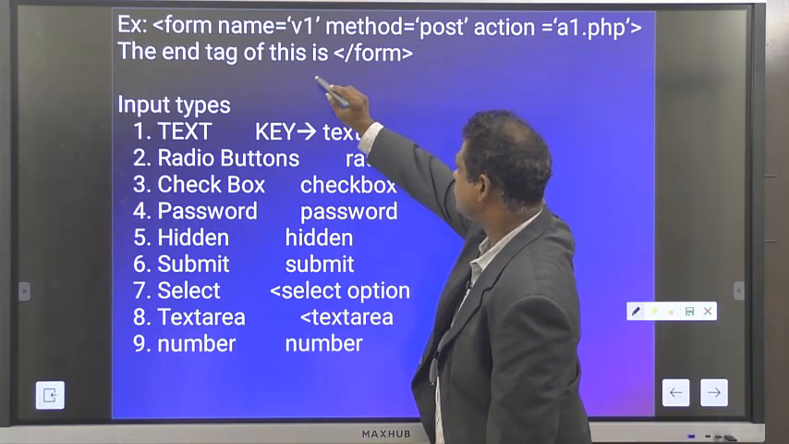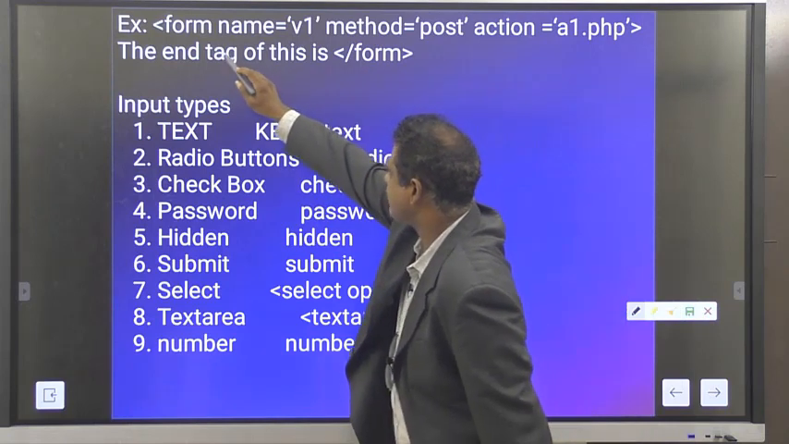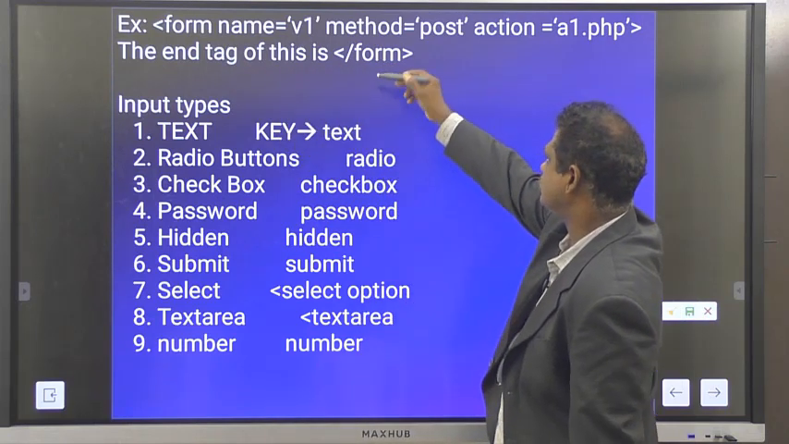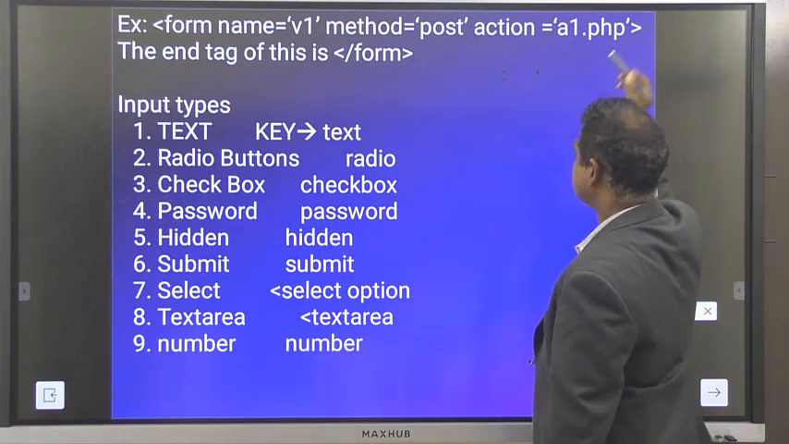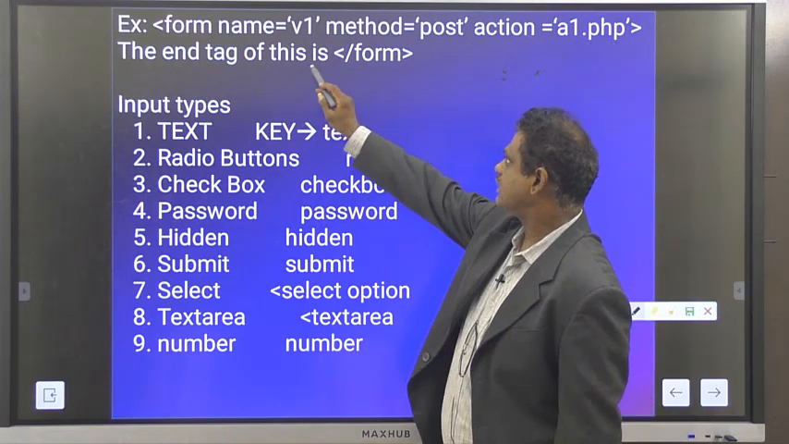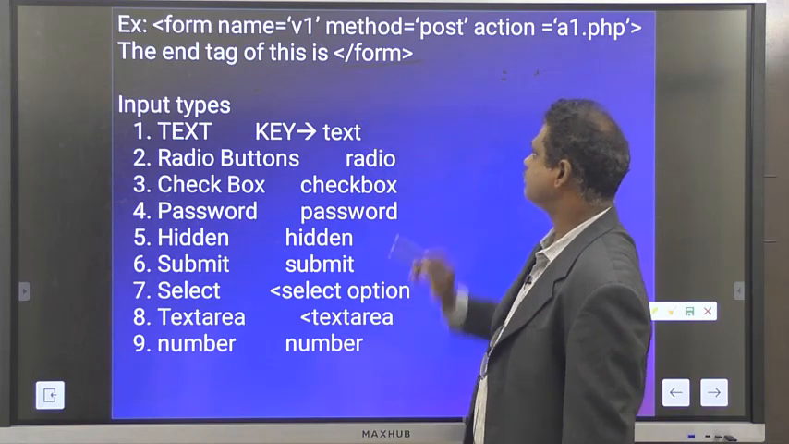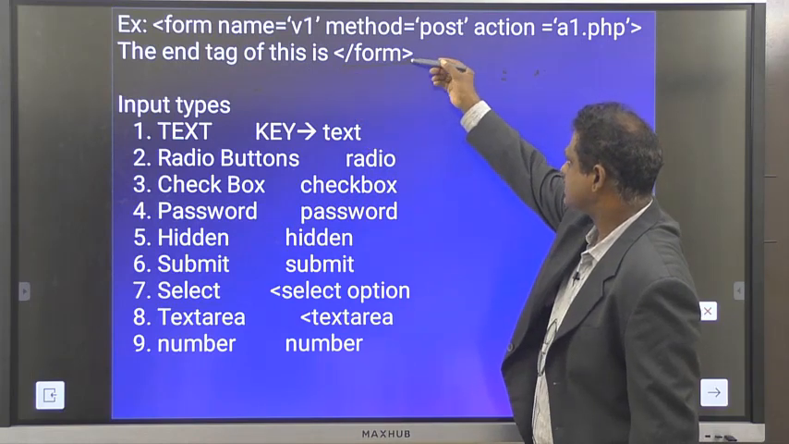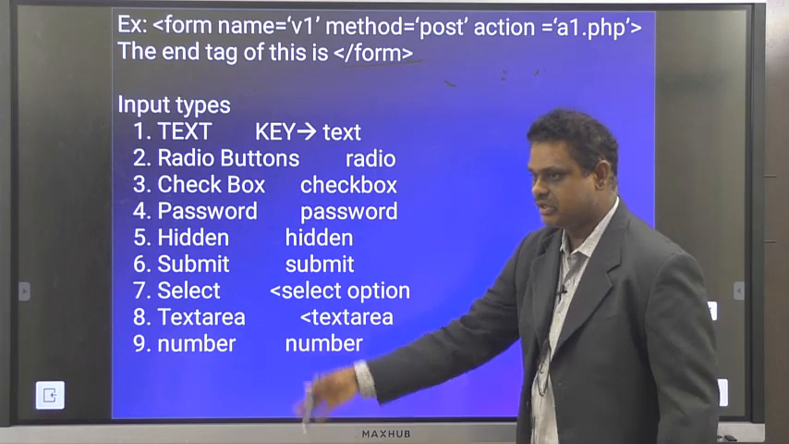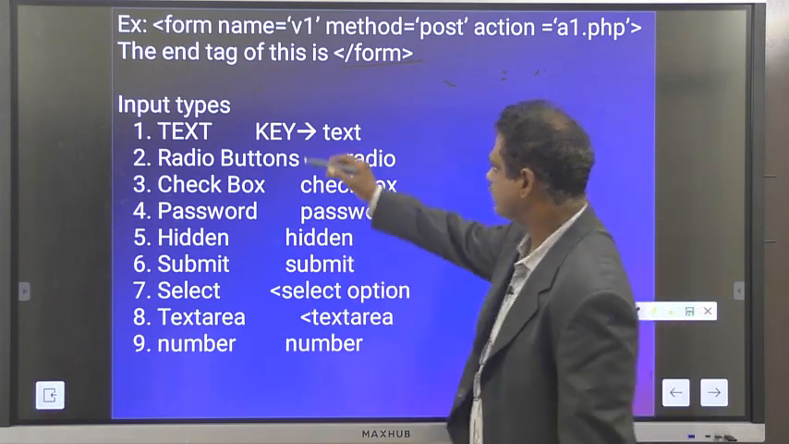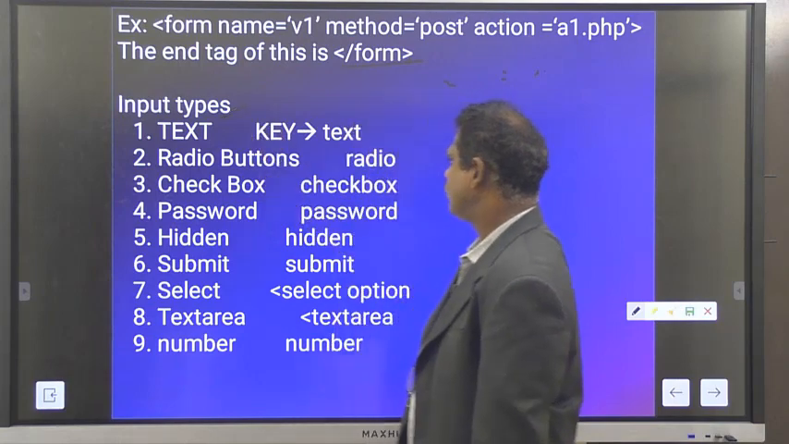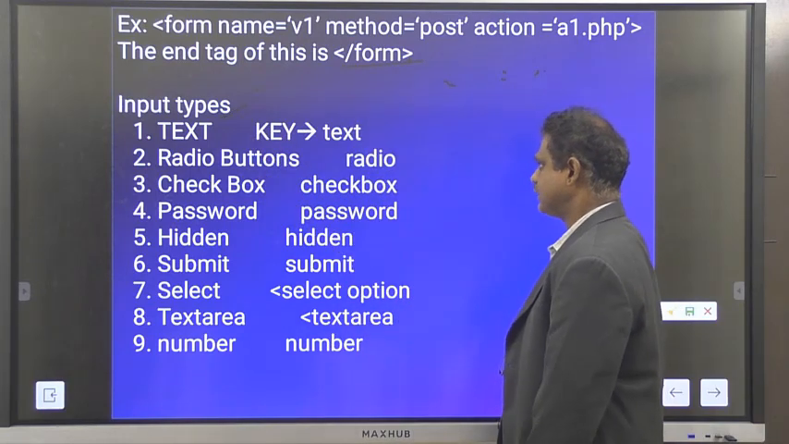Now, what are the different input types available? See, for example, form name is equal to some v1, method is equal to post, action is equal to a1.php. The end tag of this is /form, and it should be mentioned only at the end of all the form elements. Right. There are different types of input types. What are the different types of input types?